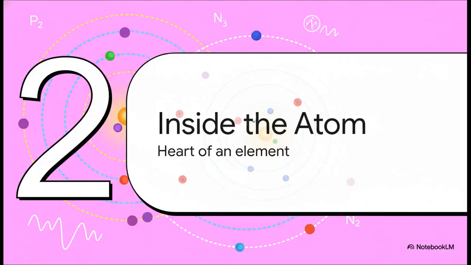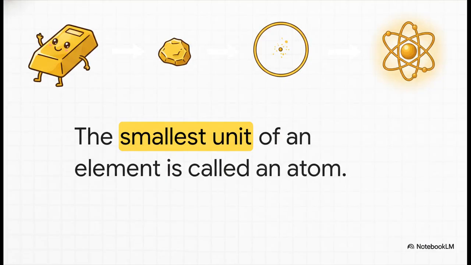Okay, so we know an element is made of one kind of atom. But what exactly is an atom? To figure that out, we've got to take a little trip right into the heart of an element. An atom is basically the smallest possible piece of an element you can have that still acts like that element. Imagine you had a bar of pure gold, and you kept cutting it in half again and again and again. The very last thing you'd be left with that is still gold would be one single atom of gold.